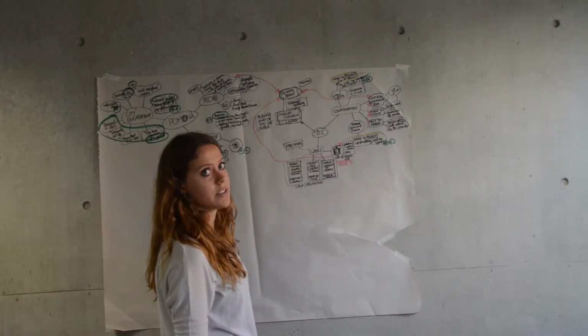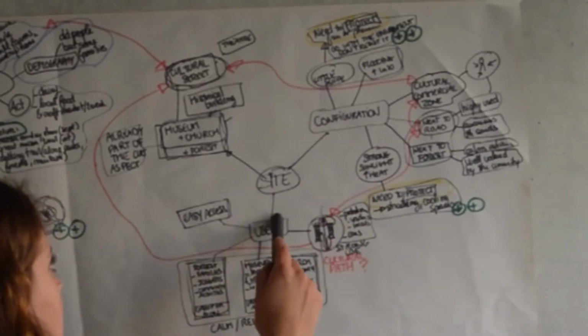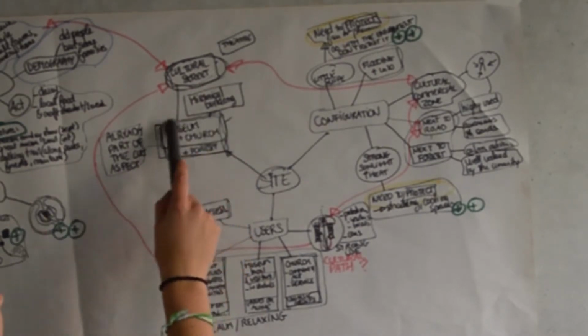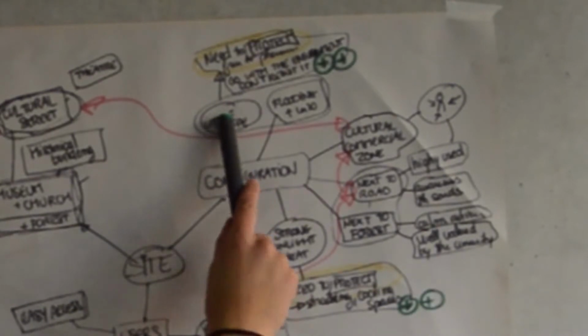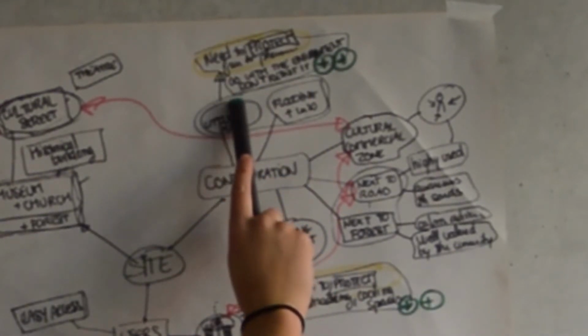But basically, if I need to resume quickly, in terms of the site, I looked at three things: the configuration, the users, and the fact that museum, church and forest are the key elements. For the configuration, there's a little slope and there are floodings. So these are two things we need to protect the people from.